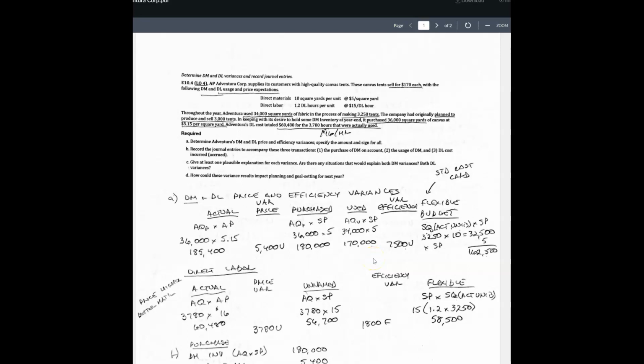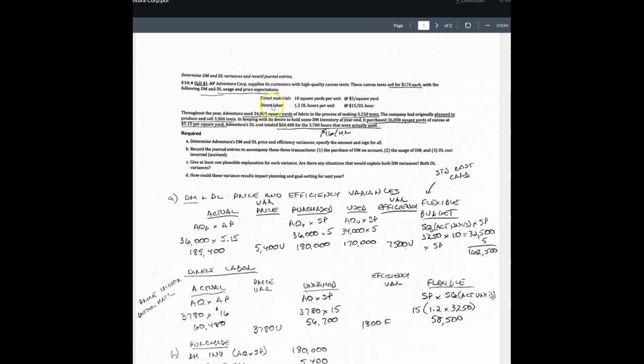Okay, this is problem 4. Ventura Corp. supplies high quality tents that sell for $170 each. And these are, they say, usage and price expectations. In other words, these are their standards.